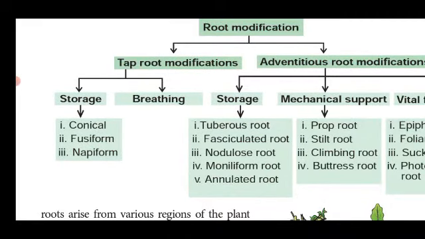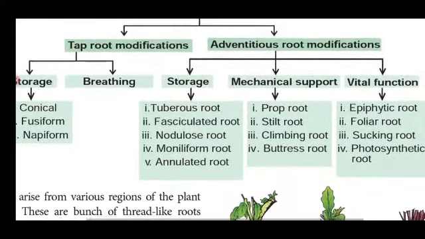Taproot modification. The taproot is modified into two different functioning types: one is a storage root, another one is a breathing root. In storage root, it contains food materials. The root which stores food materials is called a storage root. The storage roots are classified into conical root, fusiform root and napiform root. Breathing roots are called pneumatophores.